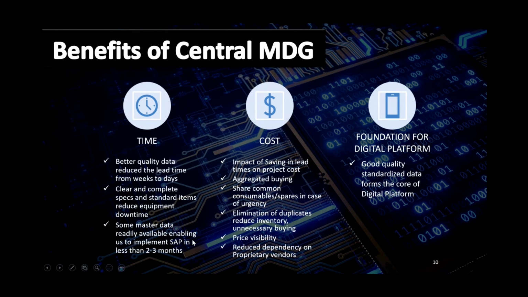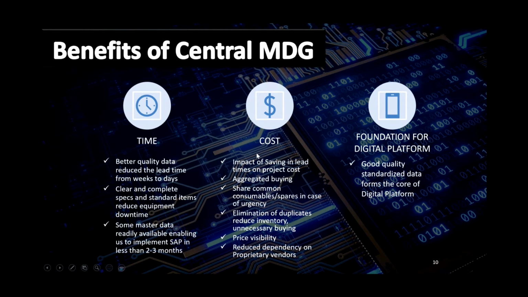Some master data are readily available, enabling us to implement SAP in less than 2-3 months. Most of our SAP implementations are less than 3 months because this is one of the reasons. When we implemented in the refinery first, we built some data, and the common data which can be used across the businesses is taken and presented to the next business where we are implementing, for example, the upstream. And then whichever is relevant there, we just use those materials. So you don't need to start creating from scratch. That saves a lot of time.